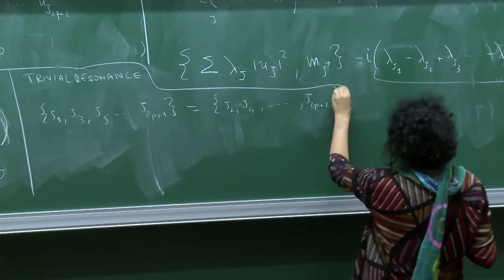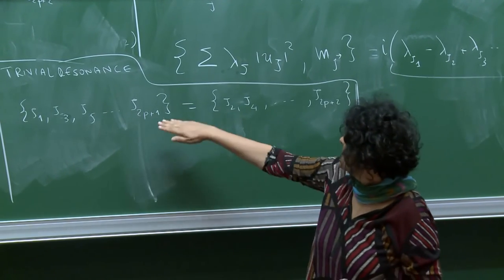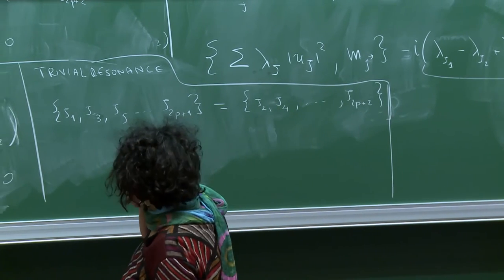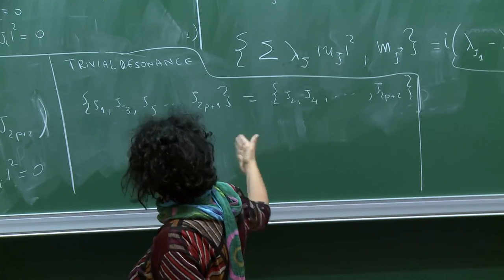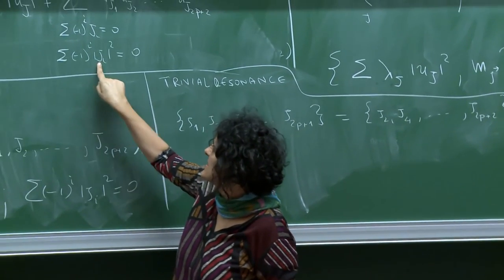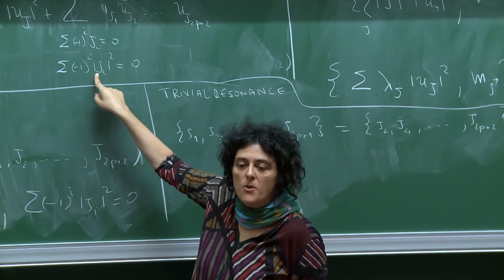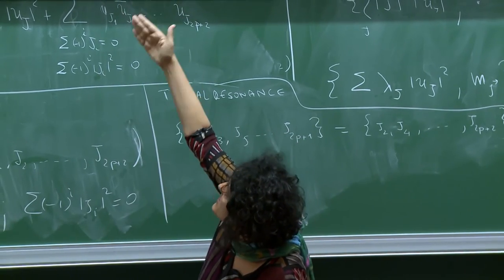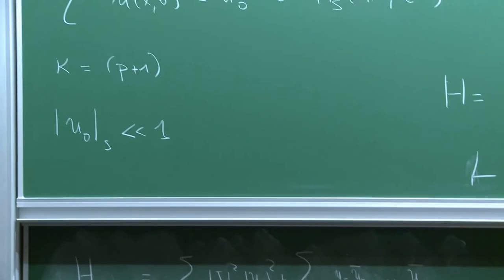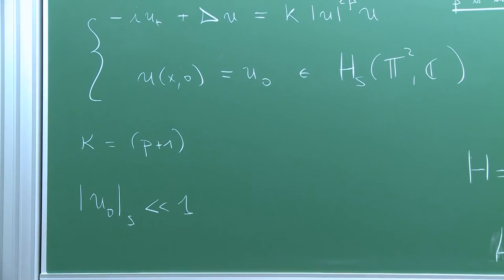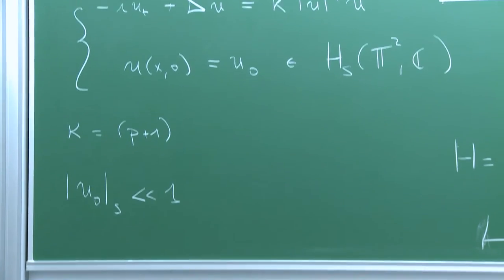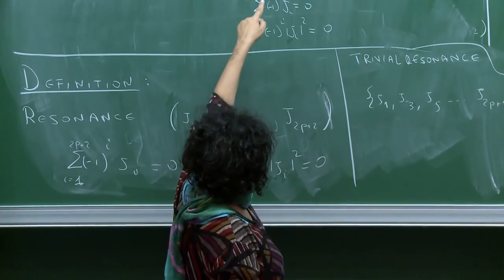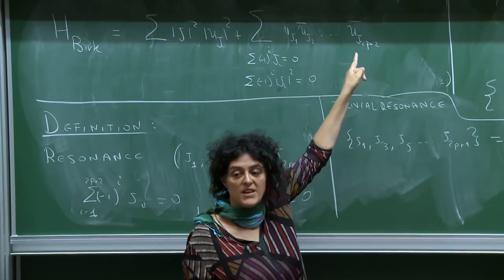Why do I call this a trivial resonance? Because something of this form is always a resonance, not because of what the linear frequencies are. No matter what the linear frequency is, take any equation with any linear frequency, Laplacian squared, whatever you want, and the trivial resonance will always appear in the Birkhoff normal form. Also, it essentially does not move anything, because if you have a trivial resonance, then your monomial is in fact a function of the actions.